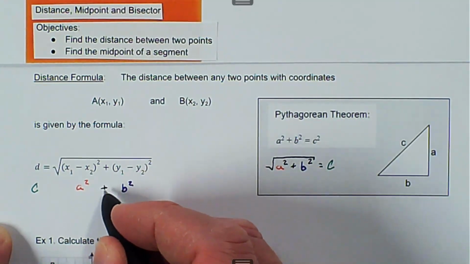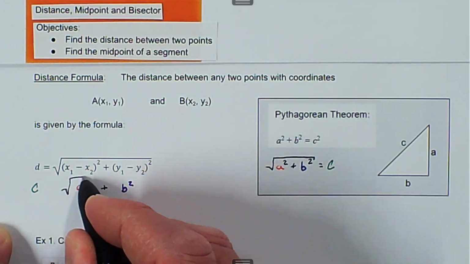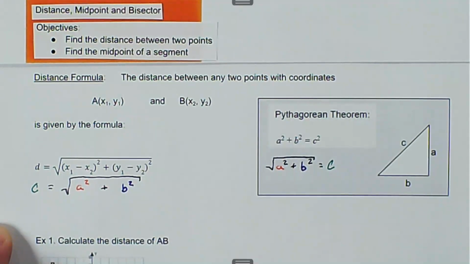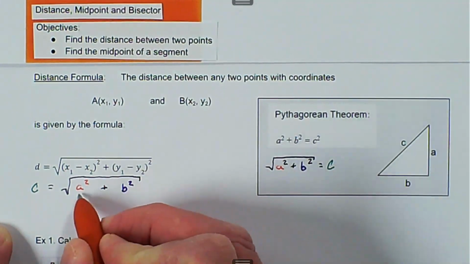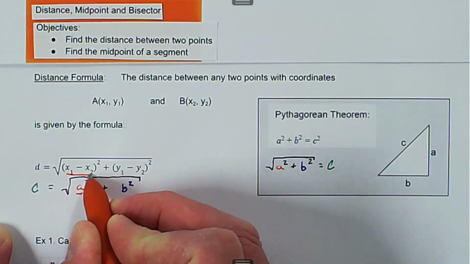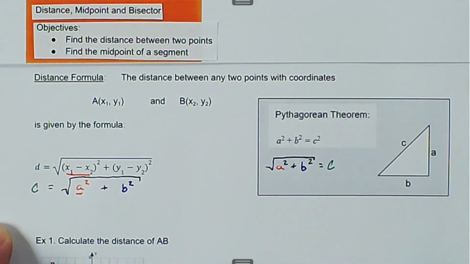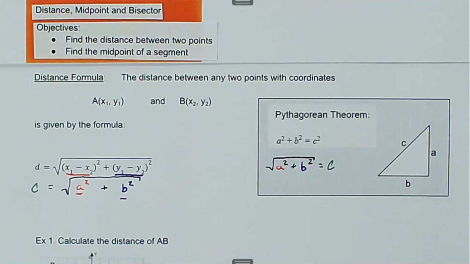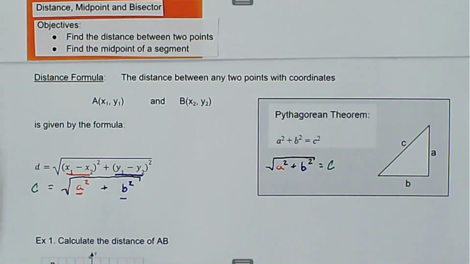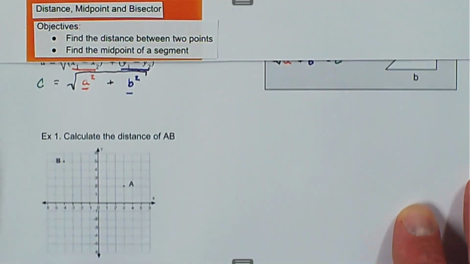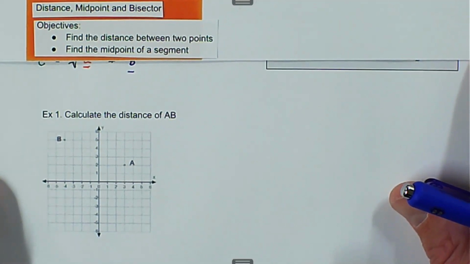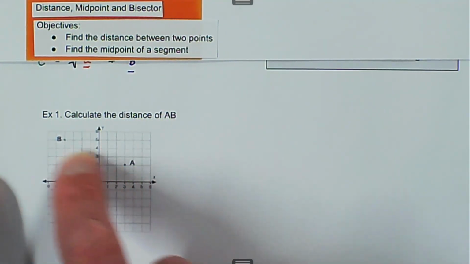We still have the plus sign in between. We still have the square root, and we still have the equal sign. So basically, the distance formula is Pythagorean theorem, where our a value is x sub 1 minus x sub 2, and our b value is y sub 1 minus y sub 2. Everything else is the same. And we have an example here that we get to look at. So calculate the distance of AB. So we want to find the distance from A to B.